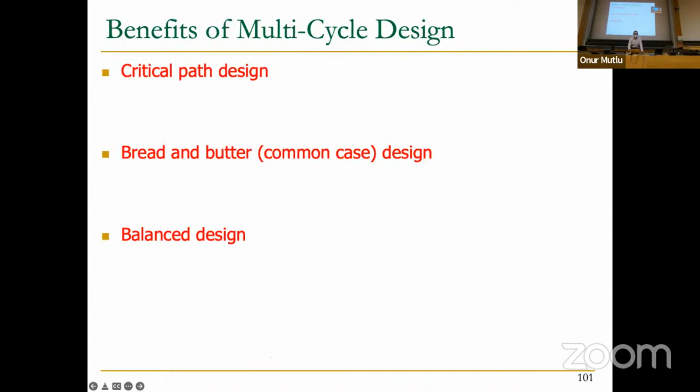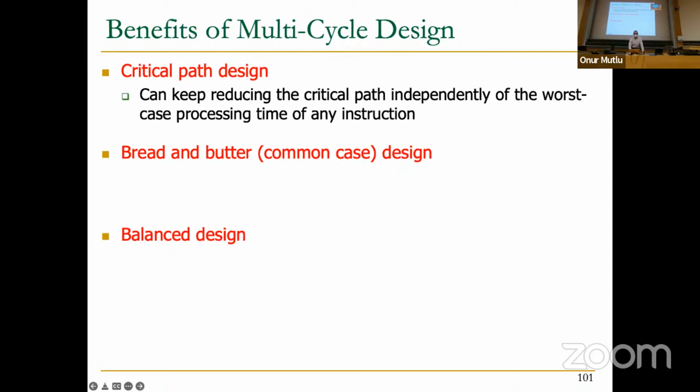Okay, hopefully that's clear. So let's evaluate this first before we go into how to design it. What are the benefits in terms of these 3 key design principles that we laid out earlier? A critical path design says you should be able to reduce the critical path as much as you can. And here we can keep reducing the critical path independently of the worst case processing time of any instruction. We basically freed ourselves from this worst case latency of a given instruction. We can set the clock cycle time independently, basically.